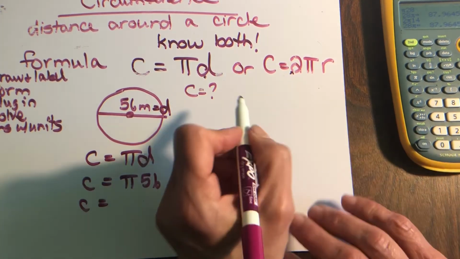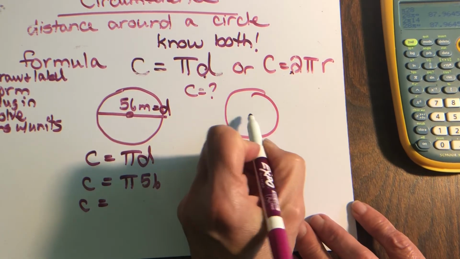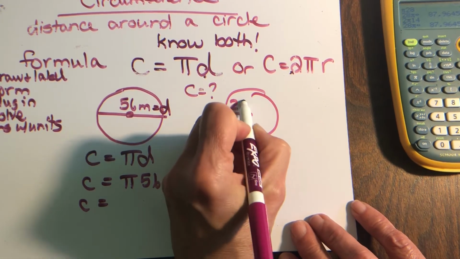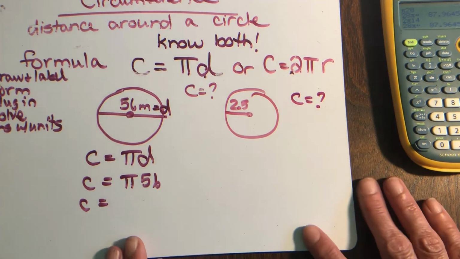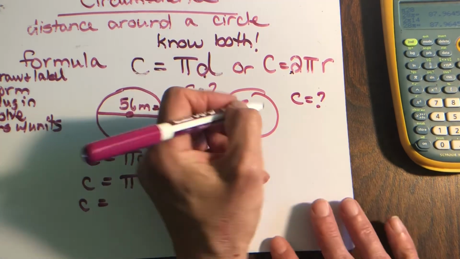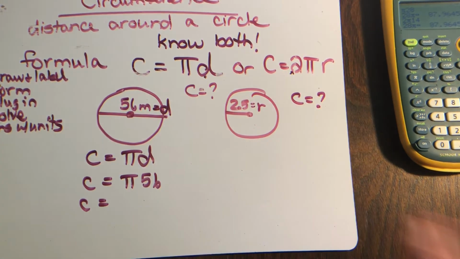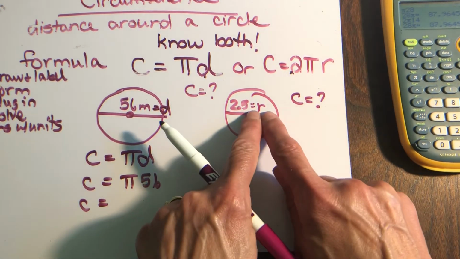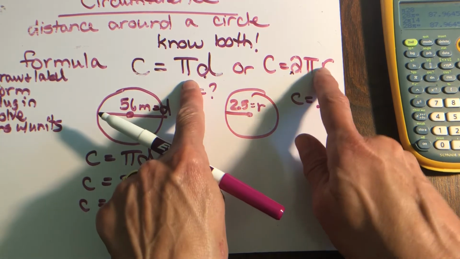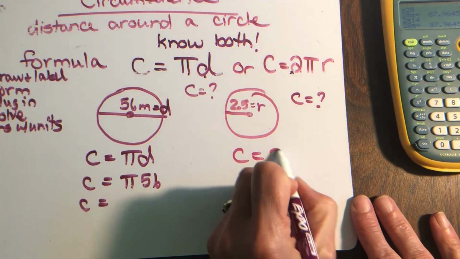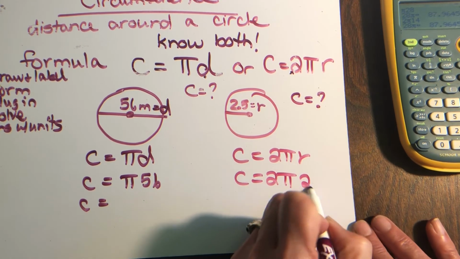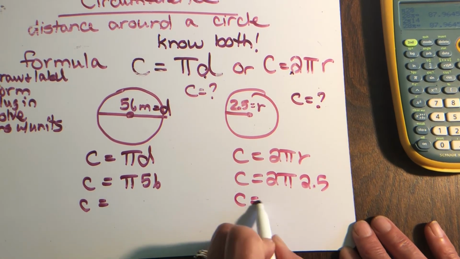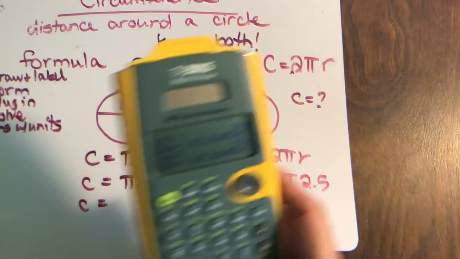All right, now let's do this one over here. What if I give you this? 2.5 right here, and I want you to find circumference. Well, label what you have. If you label what you have, it will be much easier. So now I've got radius. Which one do I want to use? I want to use that one. C equals 2 pi r, so C equals 2 pi 2.5. Plug it in the calculator. Get your answer. If you want us to do it, we can.